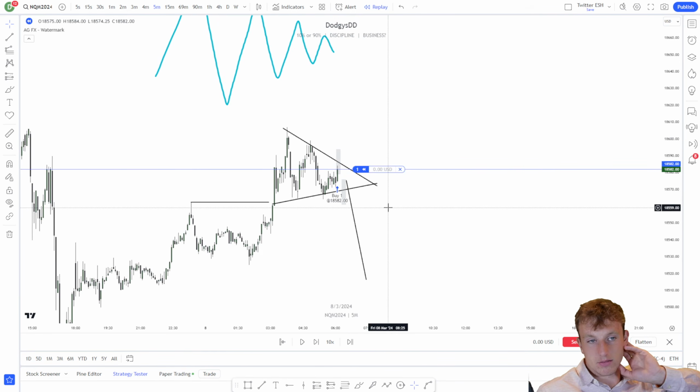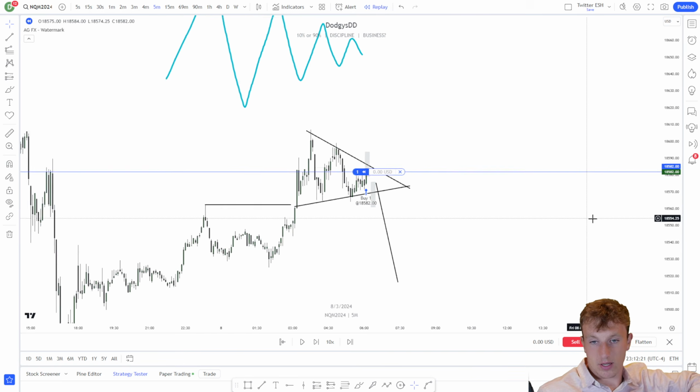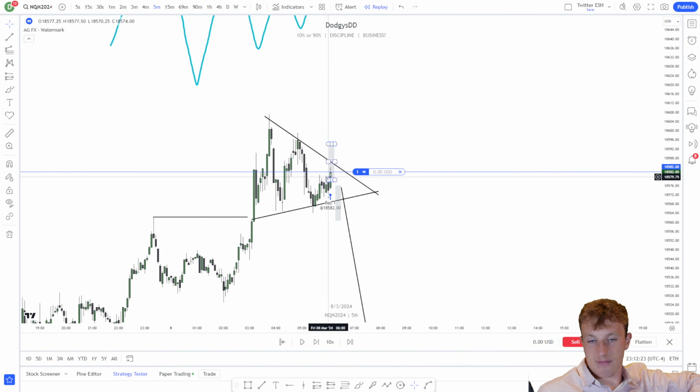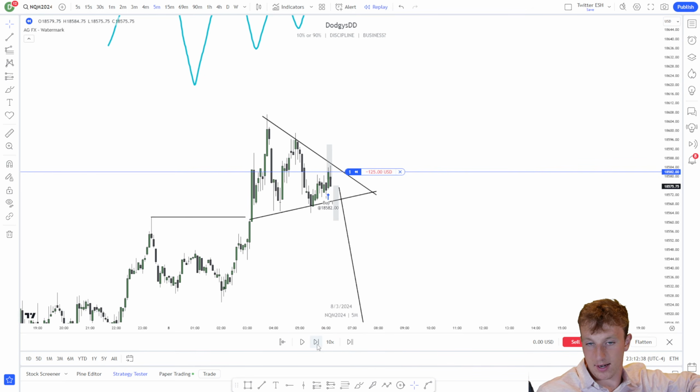But confirmation, the word confirmation is going to be very important. We don't have any confirmation here. A confirmation would be, because we're in the 5-minute time frame, if we close above this wedge or if we close below this wedge. And whichever one we close above or below, that's going to be your confirmation of where the market's likely to head next.